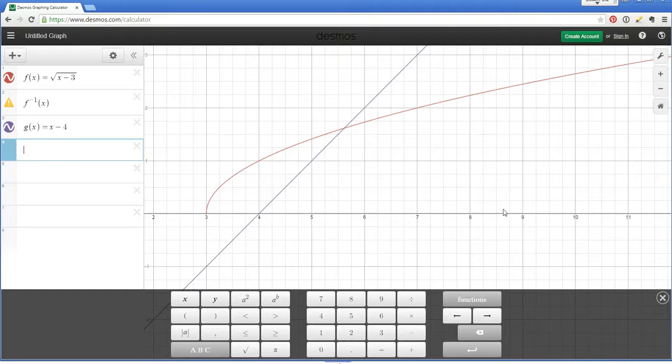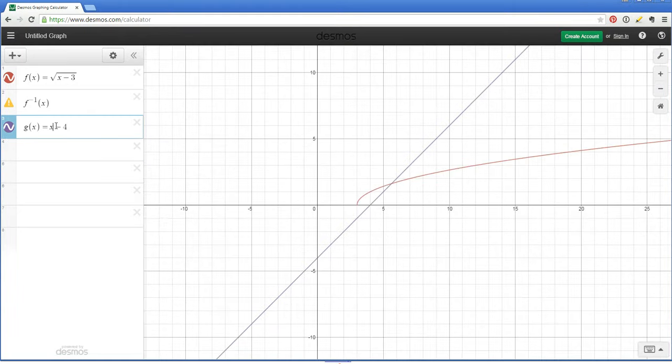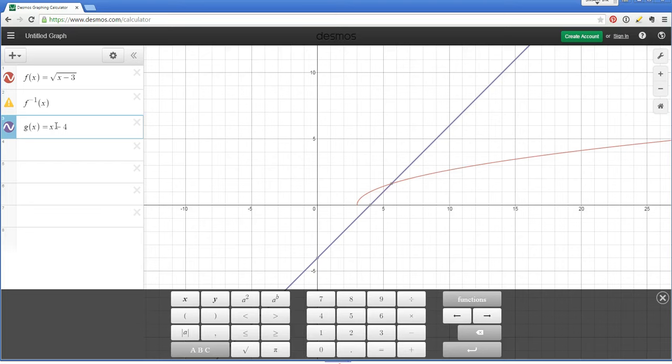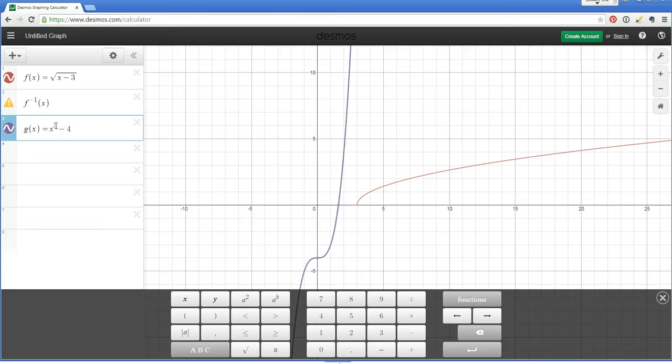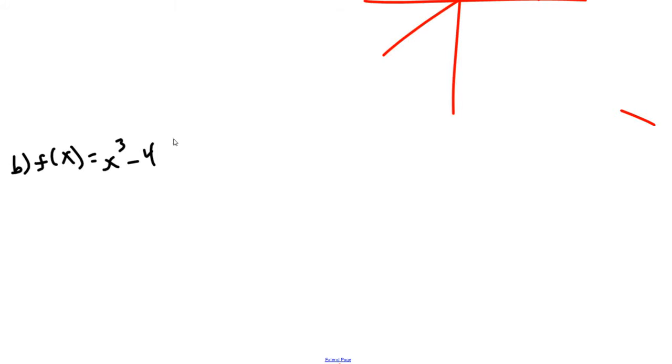Cool. Let's zoom out here so we can see what is going on. That should be a power of 3. And there we have it. As we can see right now, this is going to be one-to-one. Right here we have our point of inflection, but it still is not going to hit more than once if you do a horizontal line test. So yes, of course, this is one-to-one. Now, can we find its inverse?